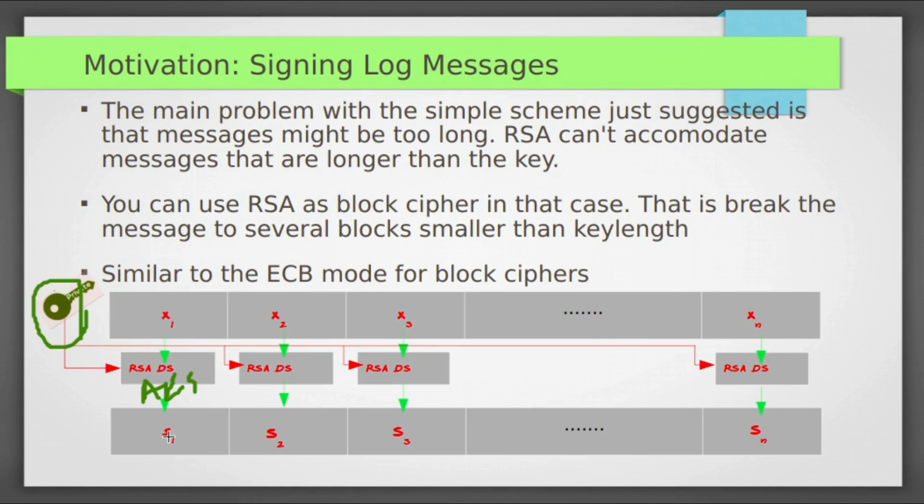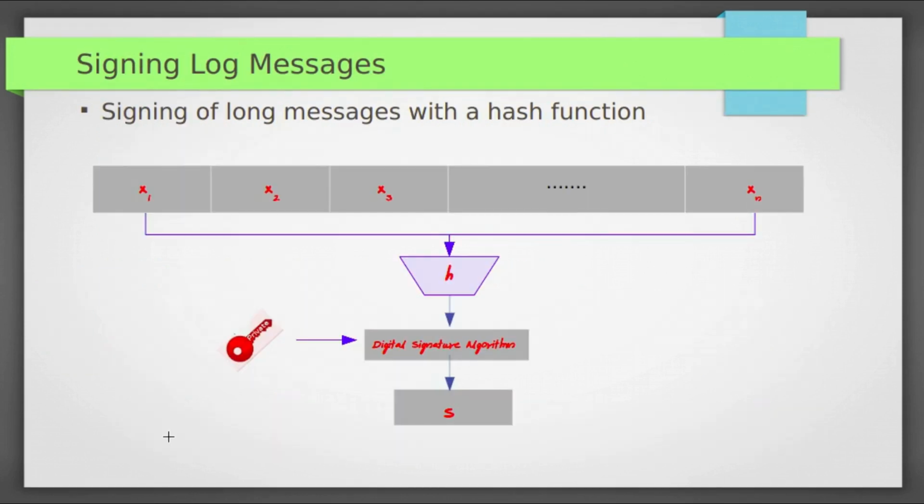One is that it requires more computations. Since RSA is too slow, it is not a good idea. Second, signing a sequence of message blocks individually leads to attacks. So we use hash functions to sign long messages. We can avoid the above two problems.